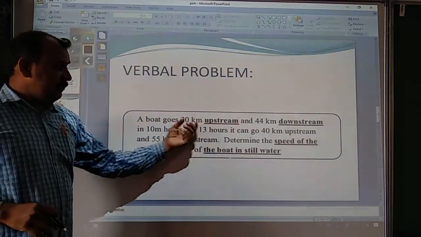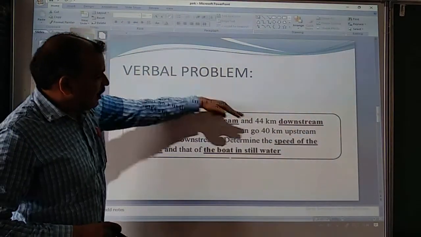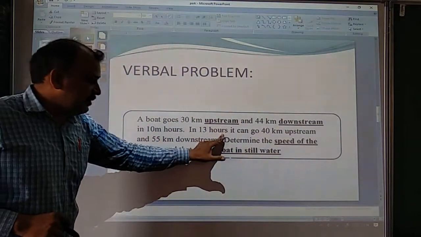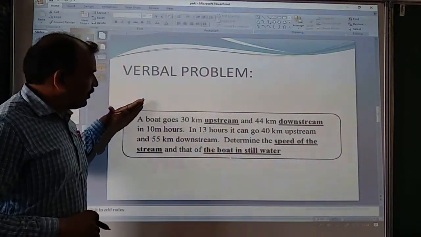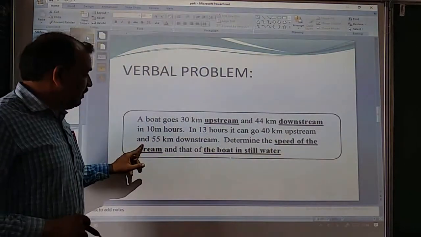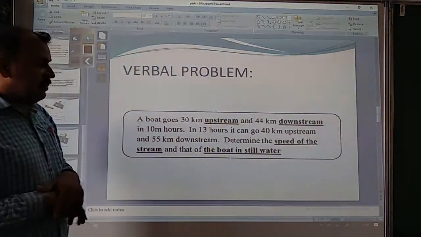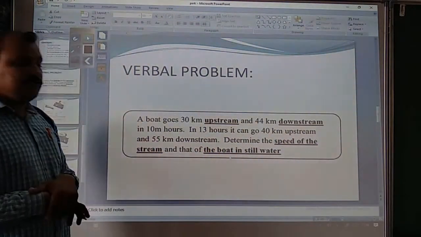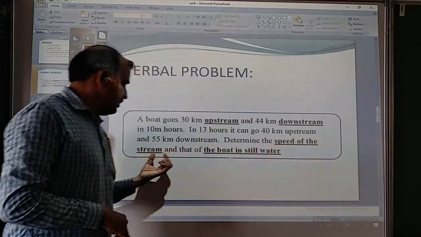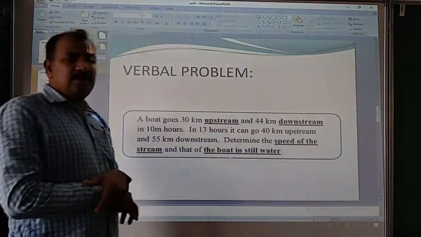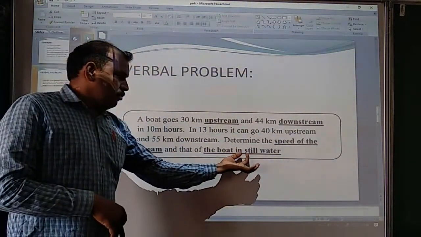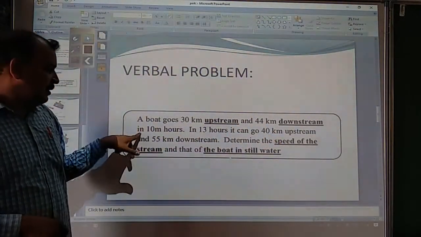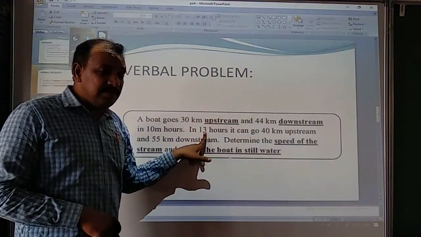A boat goes 30 kilometers upstream and 44 kilometers downstream in 10 hours. In the second case, in 13 hours, it can go 40 kilometers upstream and 55 kilometers downstream. Determine the speed of the stream and speed of the boat in still water. Let it be two variables x and y. Here two cases are there. In 10 hours, that is one case. In 13 hours, that is the second case.